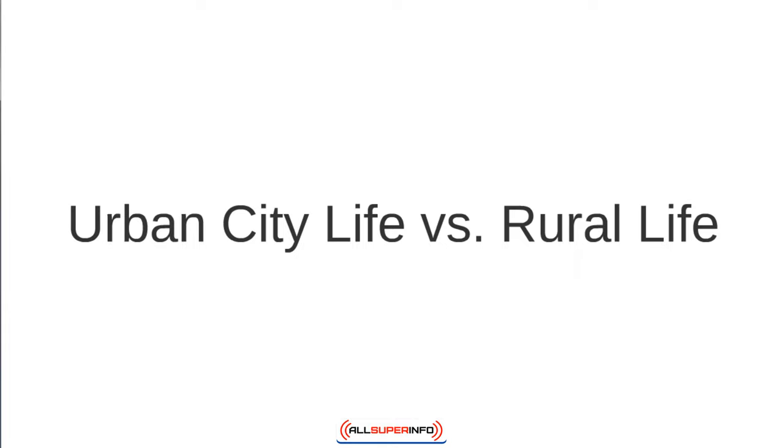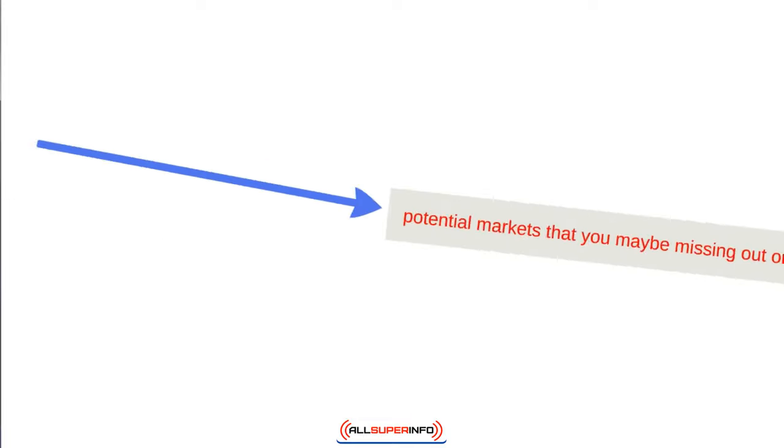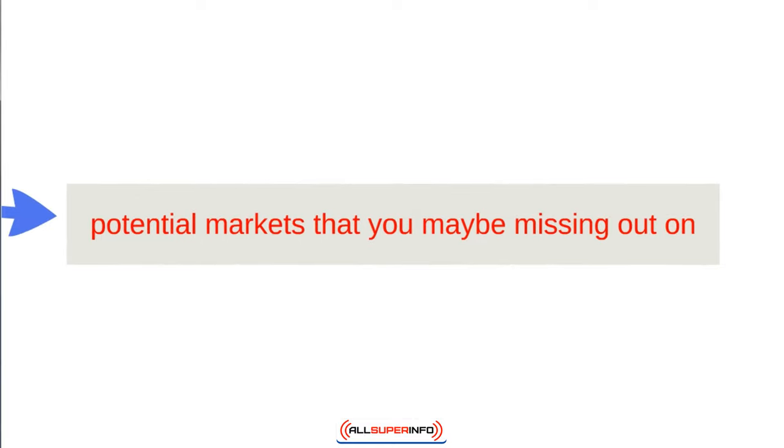So, for example, maybe your product relates more to somebody who is in the urban city life, or maybe some sort of product that you have relates more to the rural life. So, if you have that in mind, then you could reach a specific location, but you know, okay, this is going to sell more to this specific person with this specific mindset. So these are definitely potential markets that you might be missing out on.